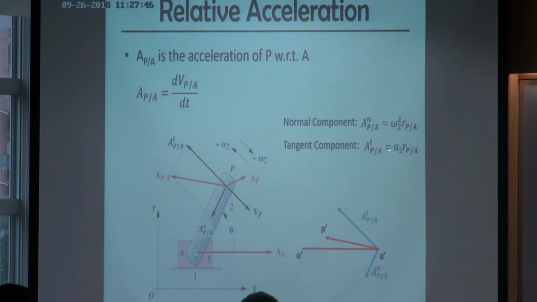How about the tangent component? The tangent component is alpha, the angular acceleration, times the length of the bar. It's going to be the magnitude of the tangent component. So in this part, you may draw the tangent component and normal component, and the resultant is, you draw a rectangle, then there's a diagonal line. It's going to be the resultant acceleration.